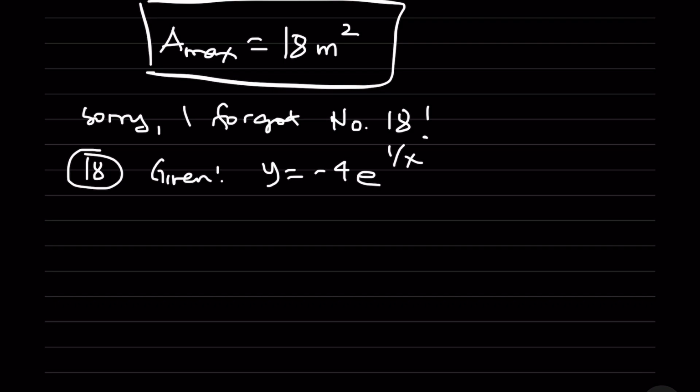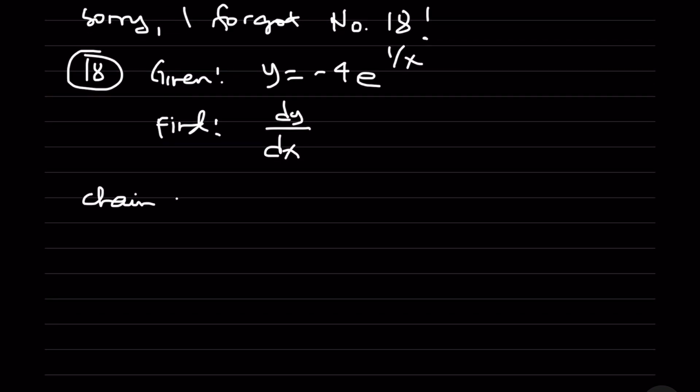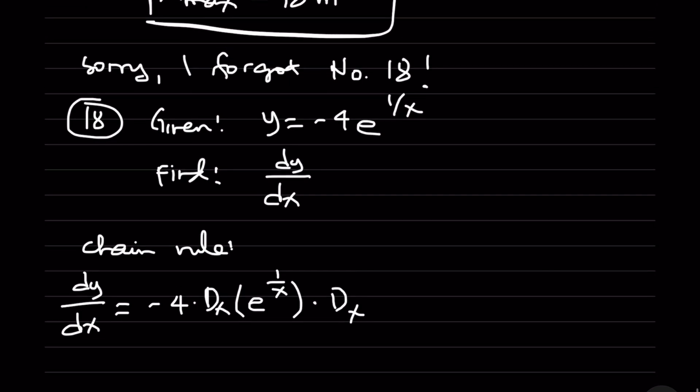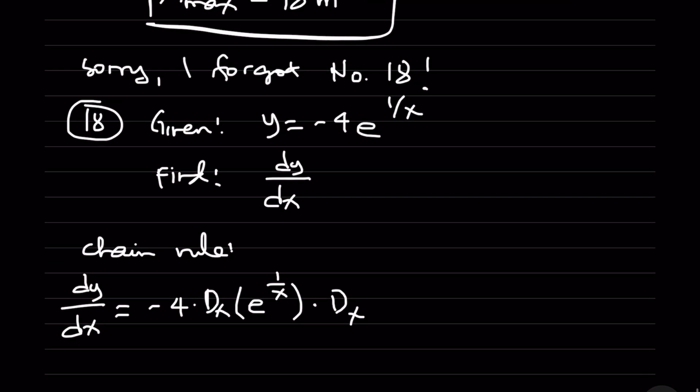The problem is as follows. Given the following equation, y equals negative 4 times e raised to 1 over x, find the derivative of y with respect to x. So we will use the chain rule here. Again, the derivative of the whole times the derivative of the inside. Negative 4 is a constant, so we can take that out. So the derivative of the whole thing, the derivative of e raised to 1 over x, times the derivative of the inside, which is the derivative of the exponent, right?